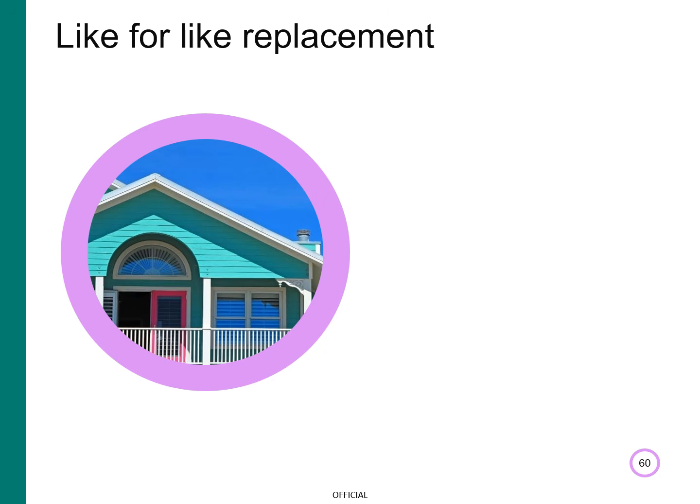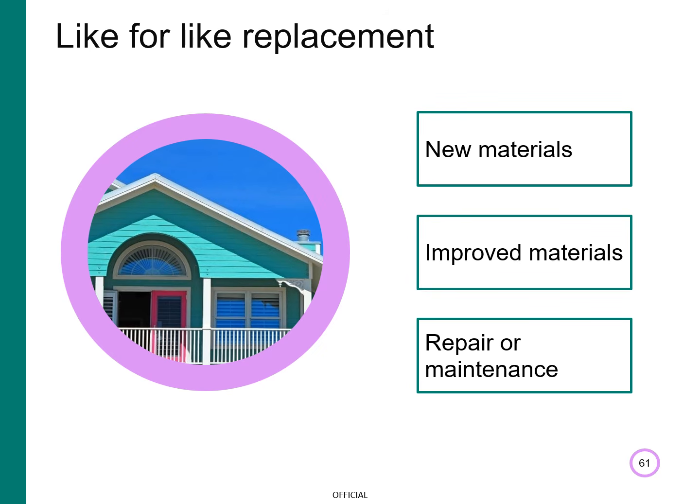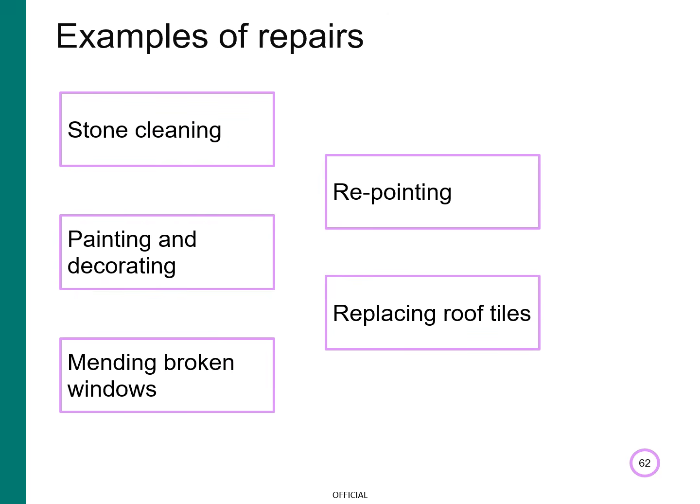What happens if a repair does not have a like-for-like replacement? If you use new or improved materials, this is still classed as a repair or maintenance where the function of the asset remains the same after the work. A good example is where you replace single glazing with double or triple glazing. Other examples of repairs that may be allowable expenditure include stone cleaning, painting and decorating, mending or replacing broken windows and doors, repointing, and replacing roof tiles, flashing and guttering.